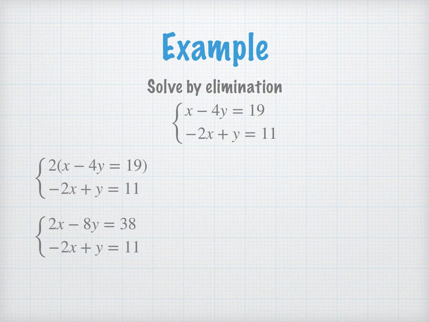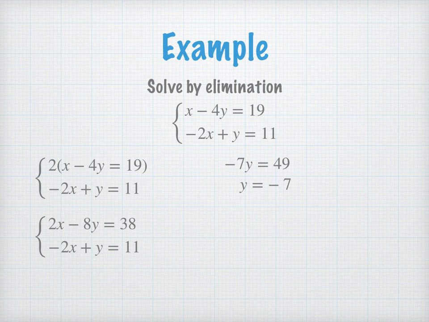Now what we're going to do is go ahead and add these two equations together. So add your x's together, add your y's together, add your constants on the other side of the equal sign together. So our x's are going to eliminate here, and for our y's, we're going to end up with negative 7y, and our constants on the other side, we have 49. So we have negative 7y equals 49. Then solving for y, we want to divide both sides by negative 7, and we will find that y equals negative 7.